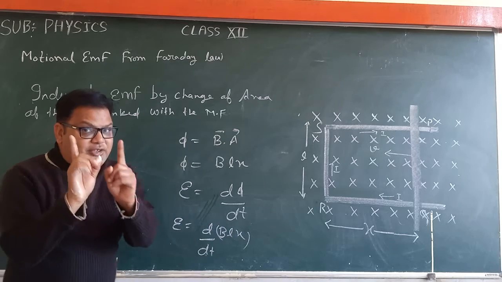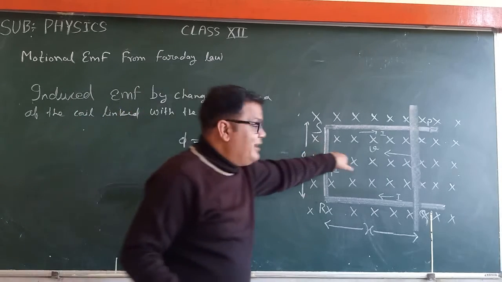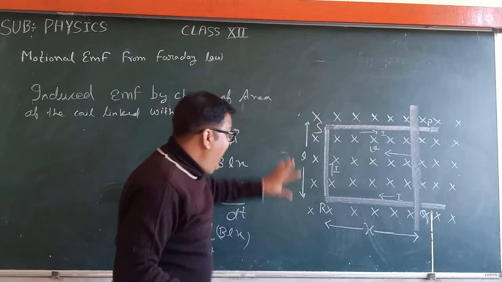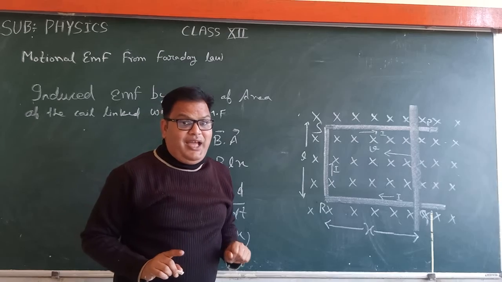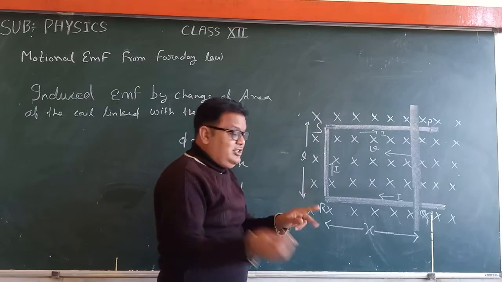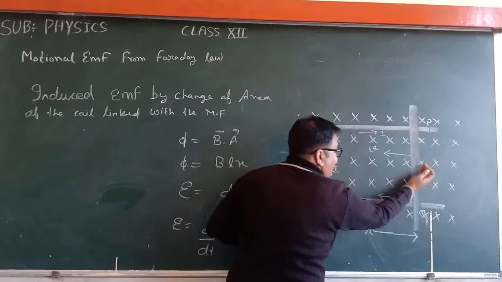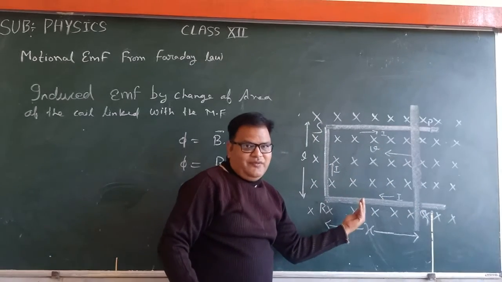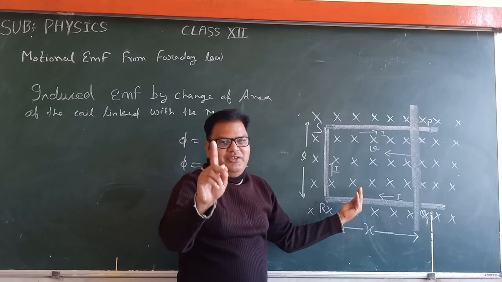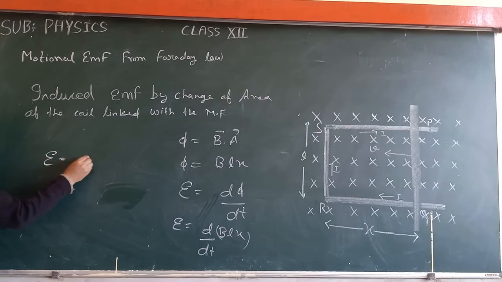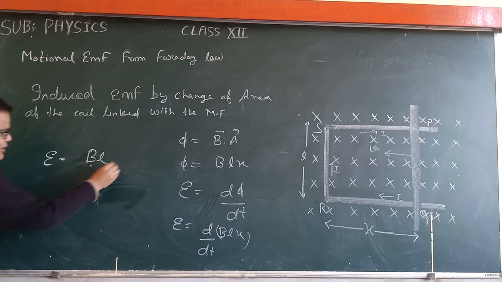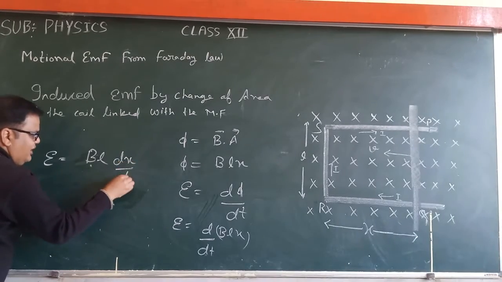The magnetic field is constant. The length SR will not change here, student, because it is fixed. Only x changes, the distance, when we are moving the wire in this direction. Then E equals B L into d x by dt, since B and L are constant.